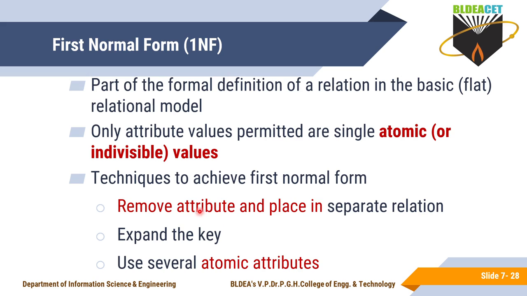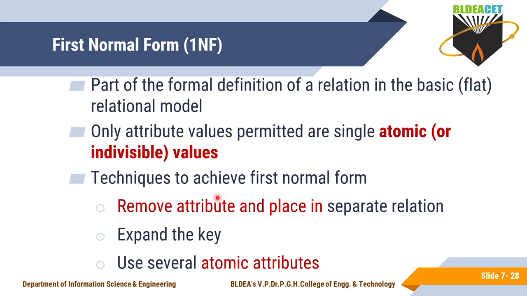If you have an attribute that is further divisible, then what is the procedure? You remove that attribute and add multiple attributes instead of using the single attribute. That's why in the employee relation, the name is further divided into F name, L name and middle initial. Those are taken as separate attributes here.